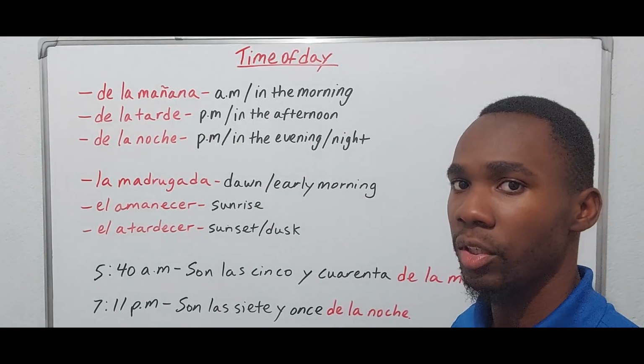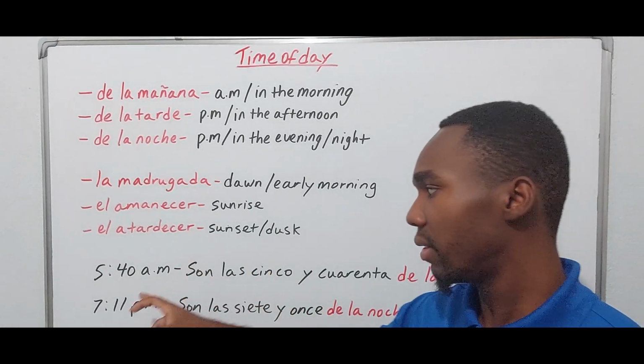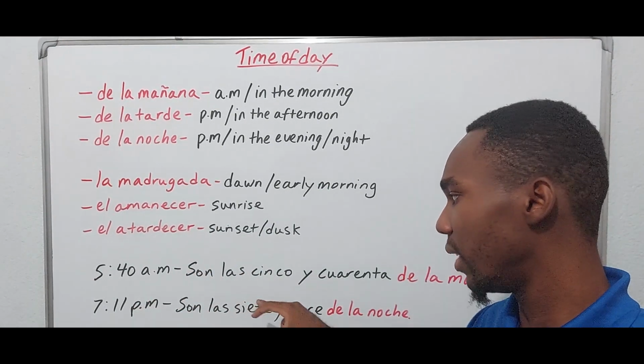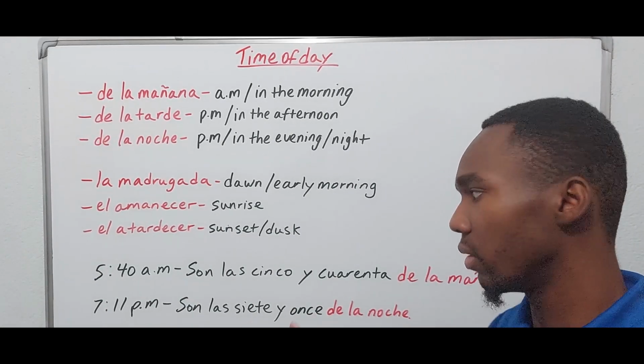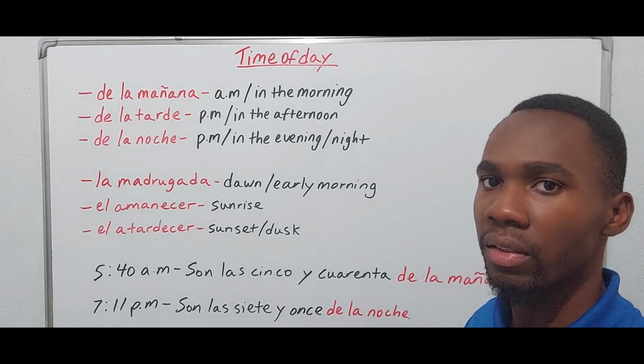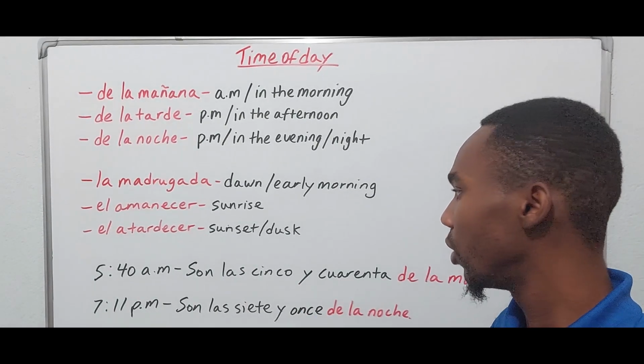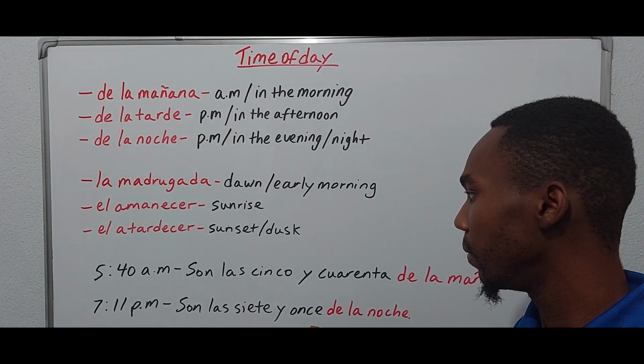Here, see? Pretty simple. And 7:11, son las 7:11 de la noche. Because 7:11 is obviously nighttime. So de la noche. So it is 7:11 in the night.